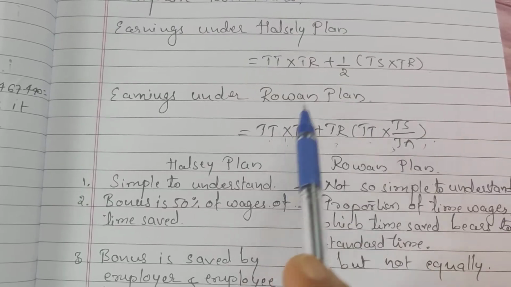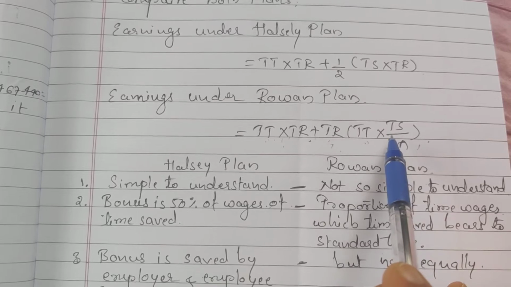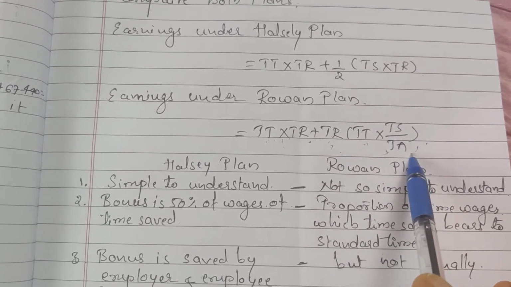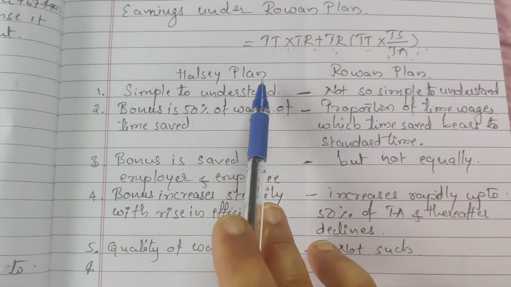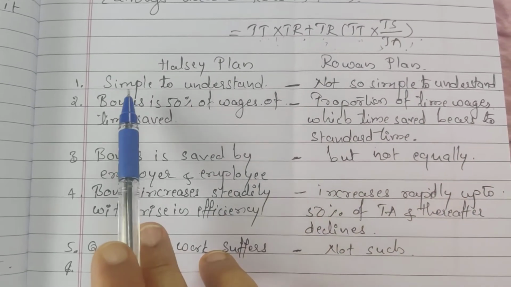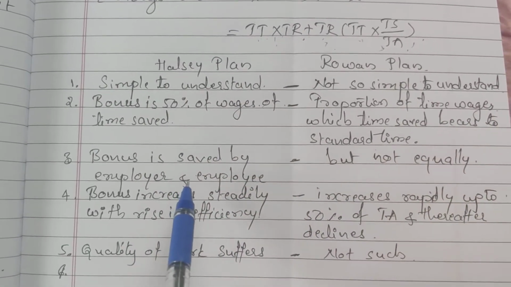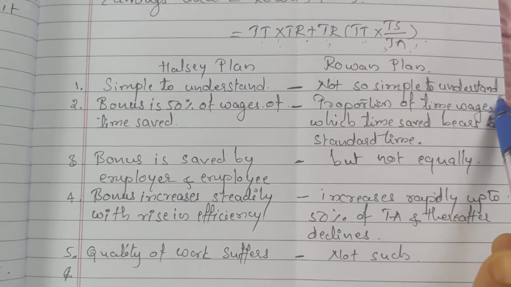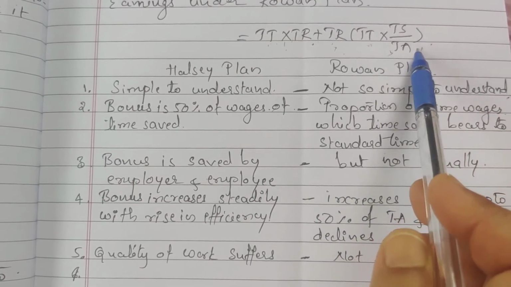Earnings under Rowan plan: time taken into time rate, plus time rate into time taken, compared with time saved divided by time allowed. Now let us look in detail at how the Halsey plan is and how the Rowan plan is. First, the Halsey plan is very simple to understand because half of the time saved is taken to calculate. As compared with the Halsey plan, the Rowan plan is not so simple to understand because we are taking the time taken, time saved, time allowed.